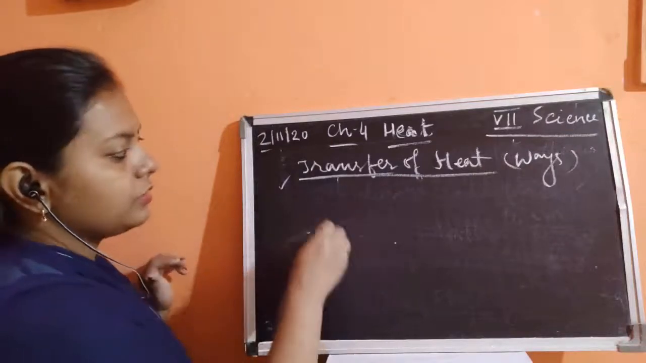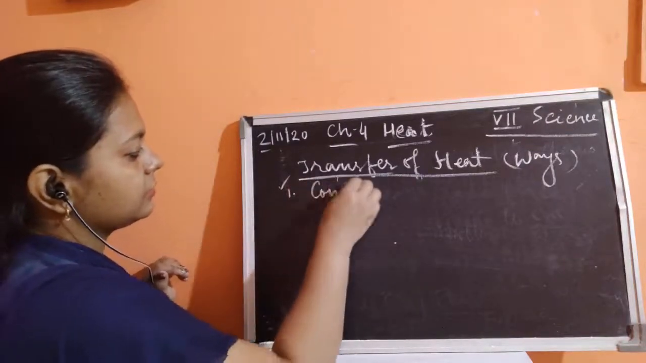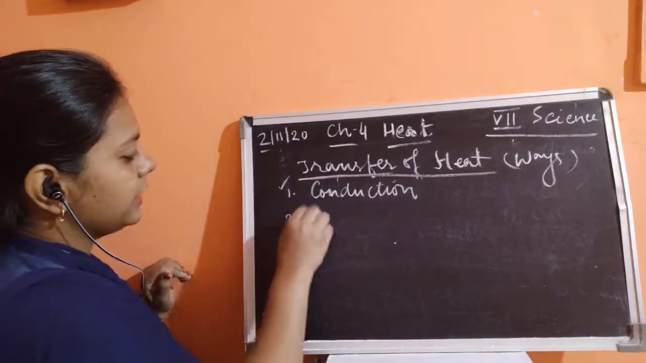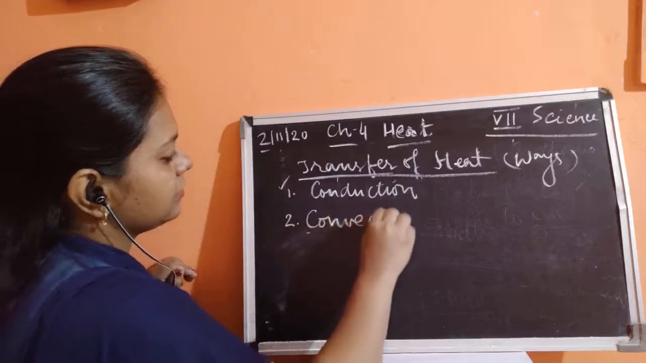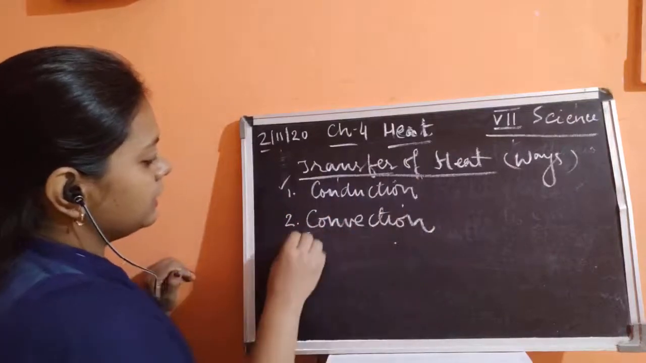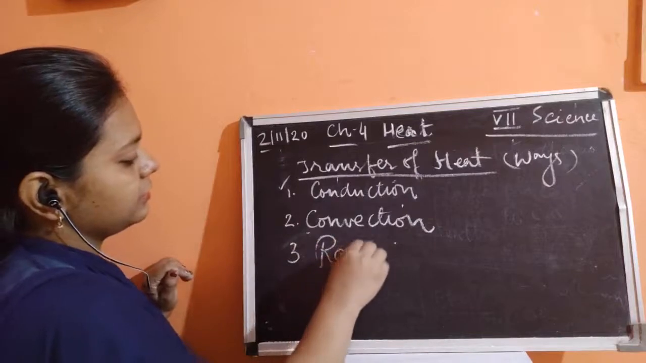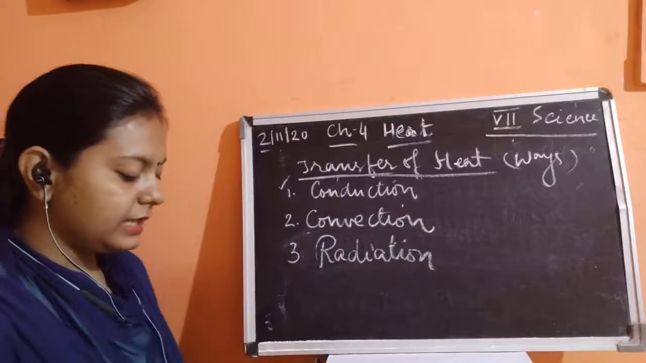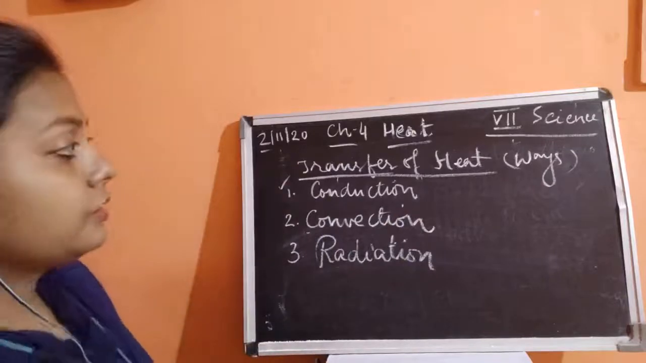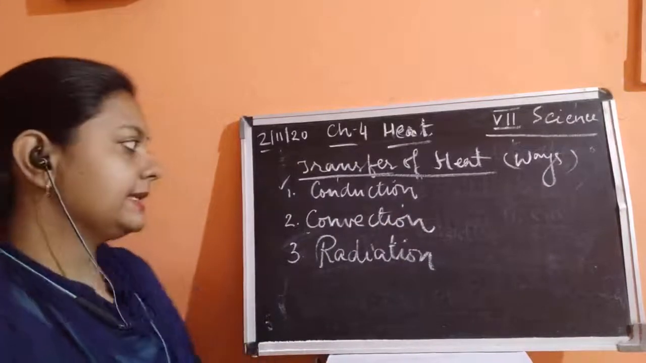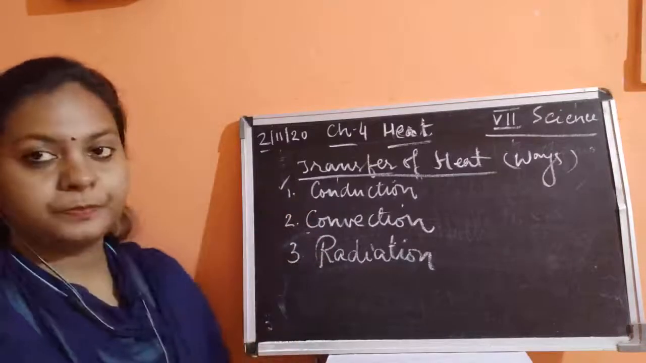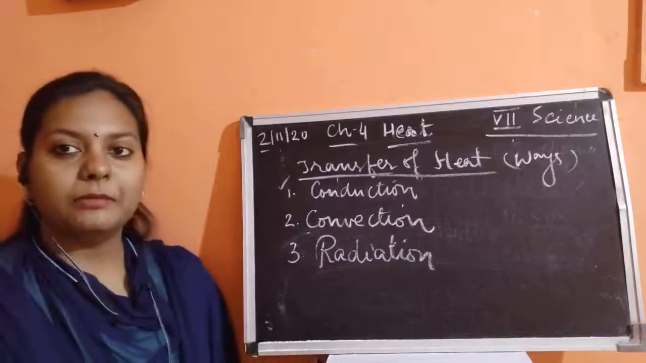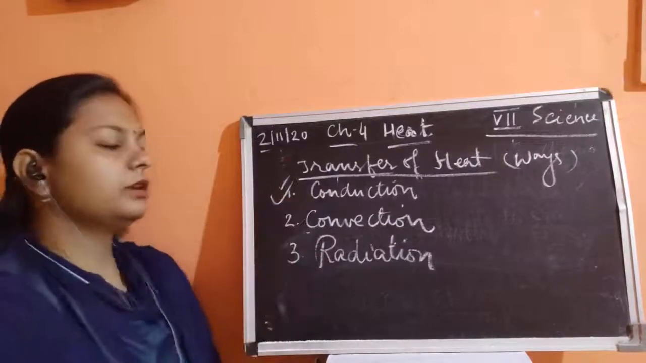किन तरीकों से होगा? First is conduction. Second is convection. And the other is radiation. It is known as radiation. So there are three ways of heat transfer: conduction, convection and radiation. We will be discussing all these 3 points one by one. So first we will be discussing conduction.